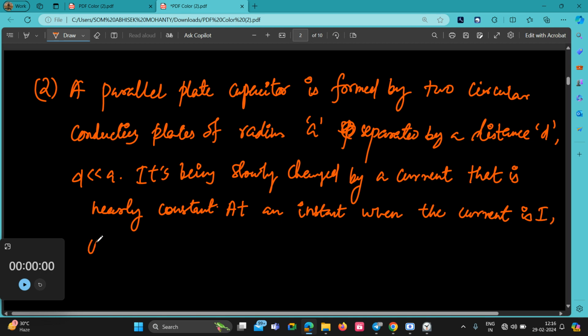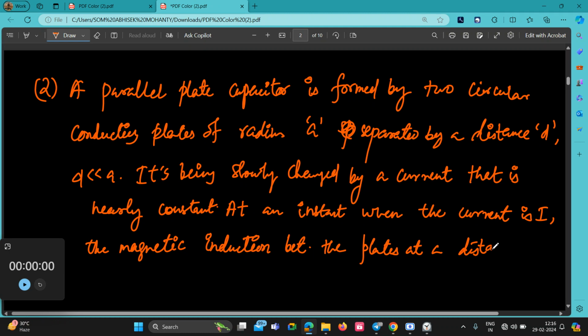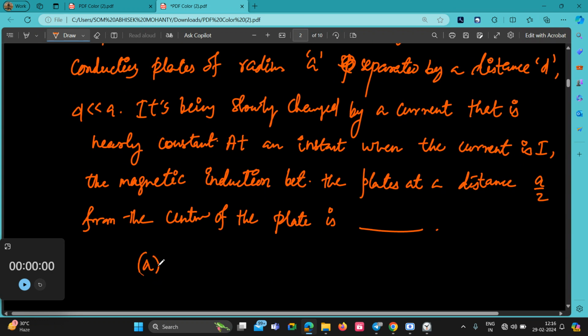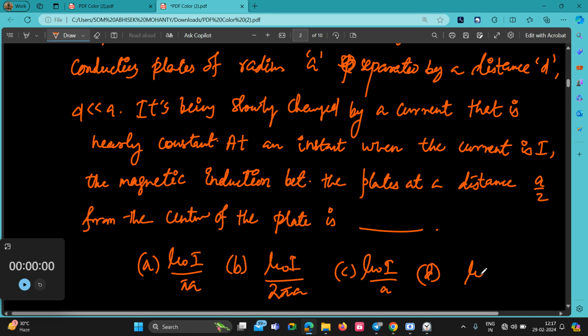the magnetic induction between the plates at a distance a by 2 from the center of the plate is: option A, mu naught I by pi a; option B, mu naught I by 2 pi a; option C, mu naught I by a; option D, mu naught I by 4 pi a.